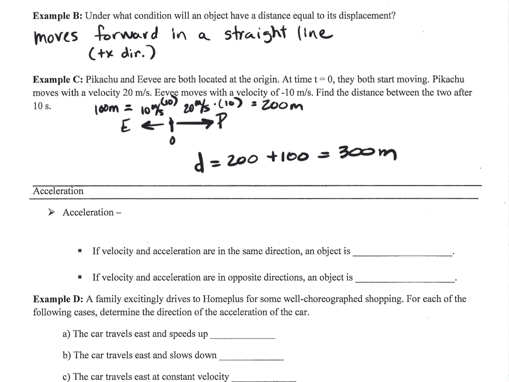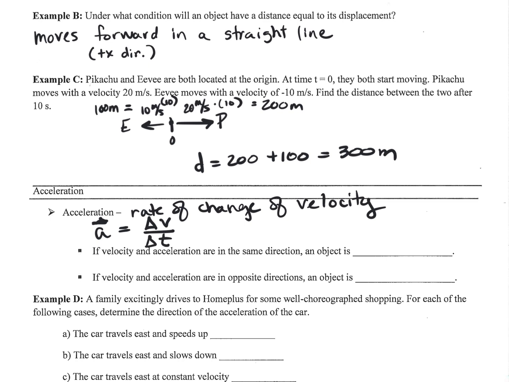All right, so acceleration. Acceleration is the rate of change of velocity. Is velocity a vector? Yes. So is acceleration a vector? Yes. So acceleration is a vector. So we write acceleration is equal to, that little hat means vector, by the way, change in what? Delta V over delta T. Rate of change of velocity, we're always dealing with time, aren't we?